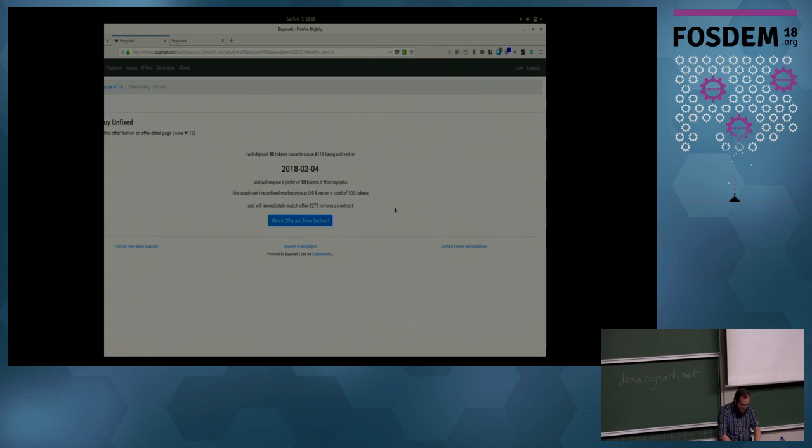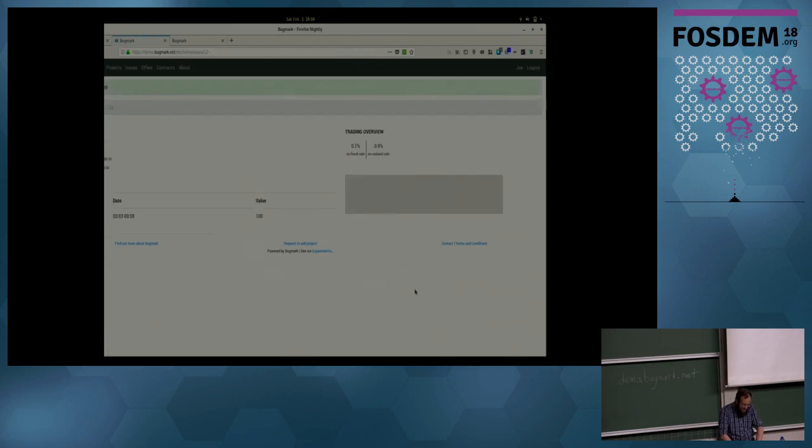All right. And so it says, I will deposit 90 tokens toward issue 119 being fixed on, and there's the date, and will require a profit of 10 tokens. So Joe is going to match the offer, form the contract, and up here it says new contract is created. All right, and so Joe is going to log out.